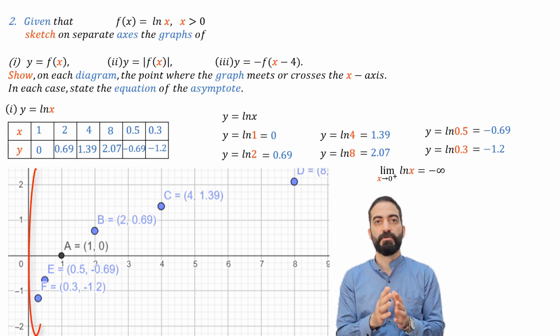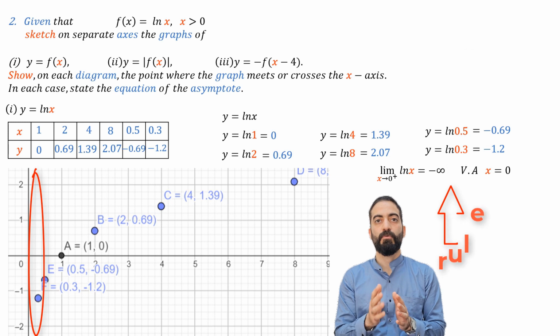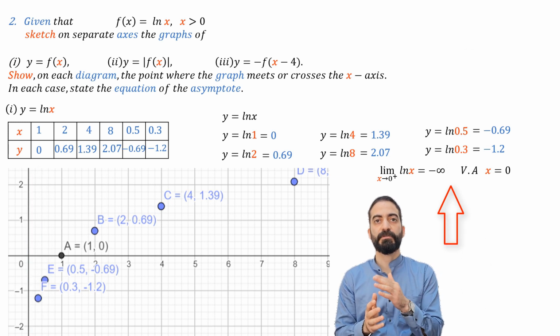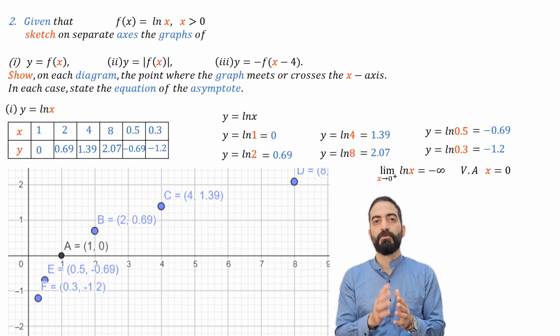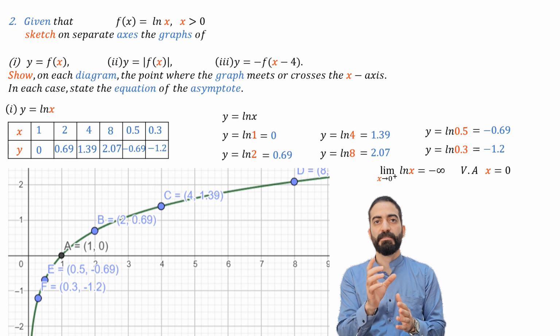As we notice here, we have a vertical asymptote. When x tends to 0 plus, the limit of ln x equals minus infinity. This means that we have a vertical asymptote and the equation of this asymptote is x equals 0. Now we connect the points to get the graph.